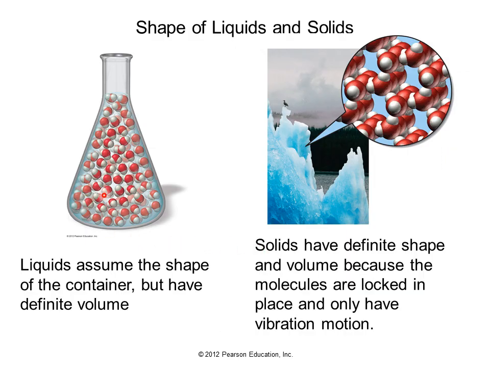Here's just a look at the liquid state in another shape of container. They assume the shape of the container, and they have a definite volume. Solids, for instance, this is the edge of an iceberg. It has a definite shape and volume because the molecules are locked together and they can only have vibration motion.